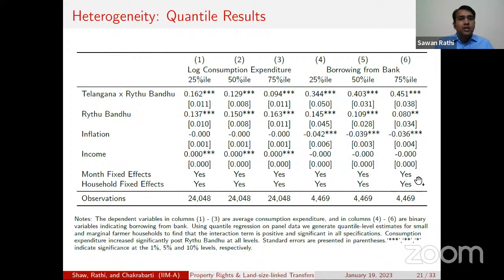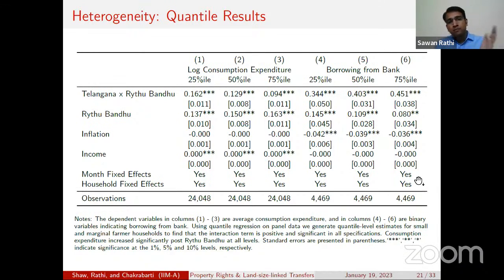So what you would see is all the interaction coefficients are positive and significant, which is fair. But what is interesting to note here is the change in the coefficients. You would see that the bottommost quartile is responding the most: 16.2 percentage points, which reduces to 12.9, which reduces further to 9.4%. This is substantiating our study, because the person who is spending at the 75th percentile in the small and marginal regime is probably closer to the organized farmers. And we showed in the main result that organized farmers were not responding.